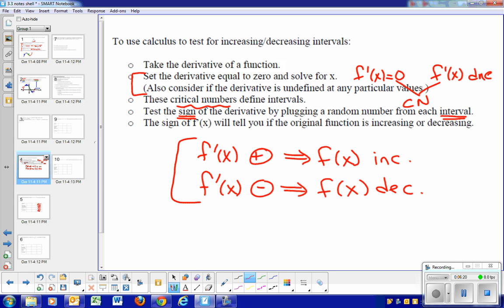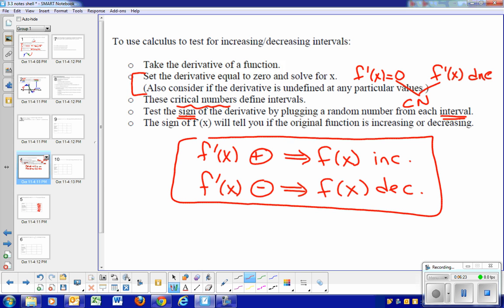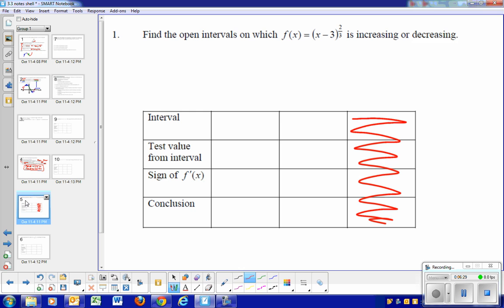Okay, this is something that might be helpful to write at the top, say, of your homework paper, just so you can keep referring back to it, because that's the big idea. Okay? Let's take a look at an example that we can do together right now.